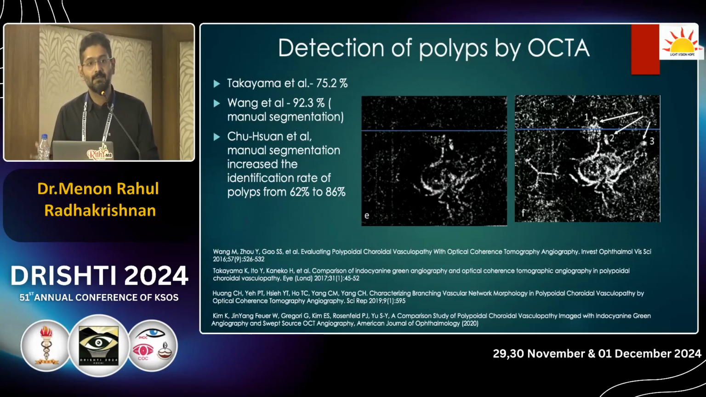Now, on the detection of polyps by OCTA, Takama and group found that with automated segmentation, around 75% of the time you can pick up polyps on the OCTA en face image. With Wang and group, when they did manual segmentation, they found that in around 92% of the PCV cases you could pick up the polyps. Chushuan and group, a Chinese group, found that in the same set of patients, by comparing automated segmentation with manual segmentation, the identification rate of polyps rose from 62 to 86%.